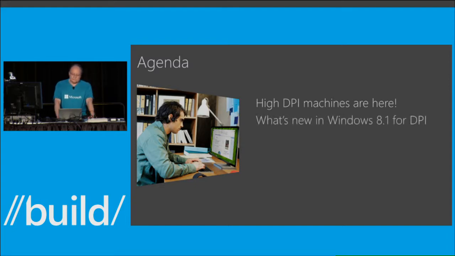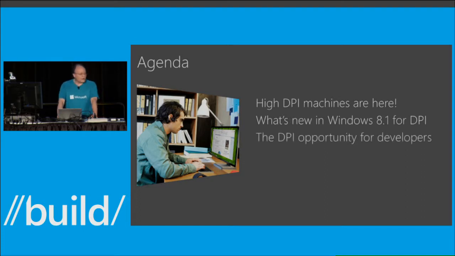So by way of an agenda here, I want to walk through a few things. One is the thing I just basically alluded to. These high DPI machines are here, and this is really kind of a game-changing evolution for the PC field. Because it's such an important thing for us, we've done a lot of work in Windows 8.1 for desktop applications, and I want to talk about what we've done.